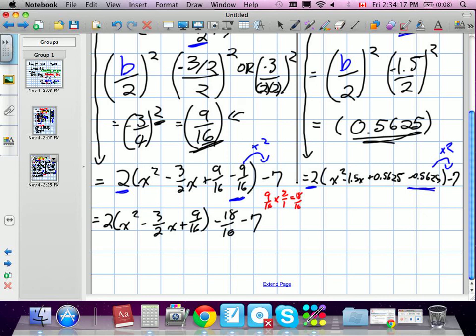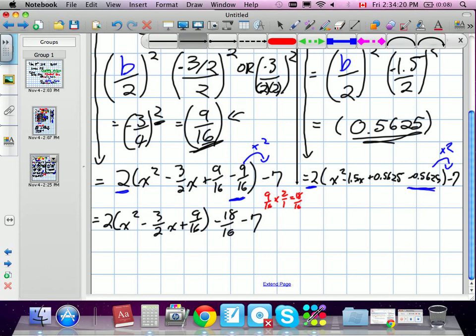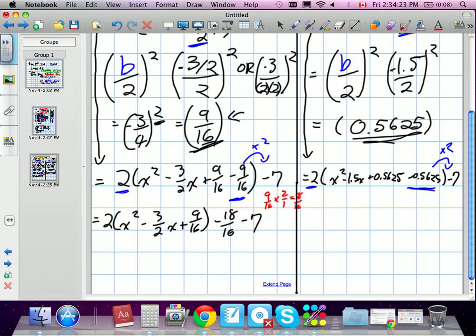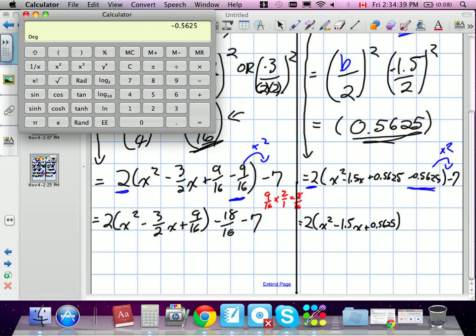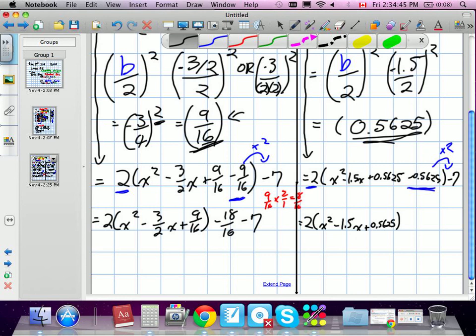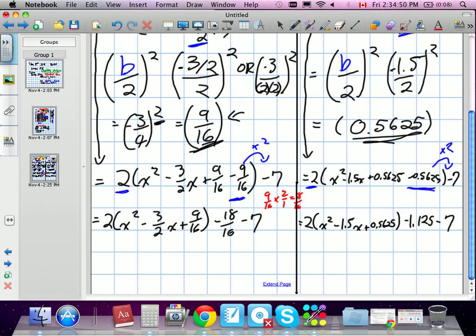Let's keep this line going and separate these two equations. In our other equation, plus 0.5625. When I brought the negative one to the outside, this was negative, times 2, 1.125. So minus 1.125 minus 7. These are both right, just one's with decimal, one's with fraction. Whatever you're more comfortable with, please use it.